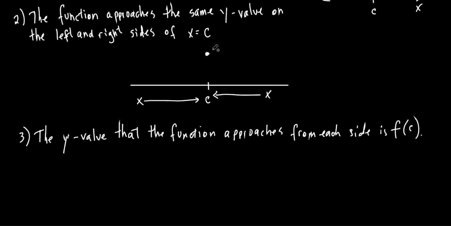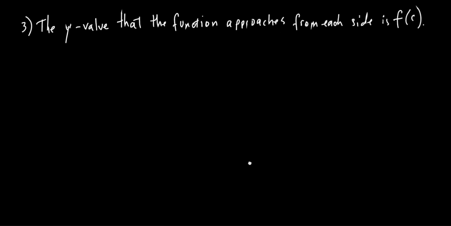So the y value that the function approaches from each side is actually the function. Sounds stupid, I know it. To me, just saying that sounds ridiculous. It just sounds like gobbledygook. But here we go. Let's do an example.